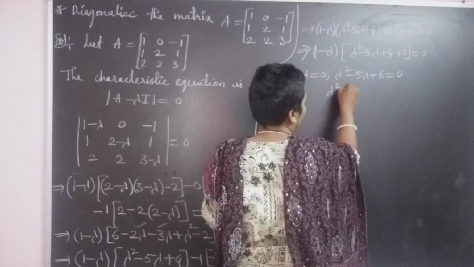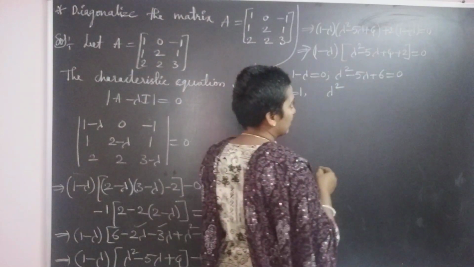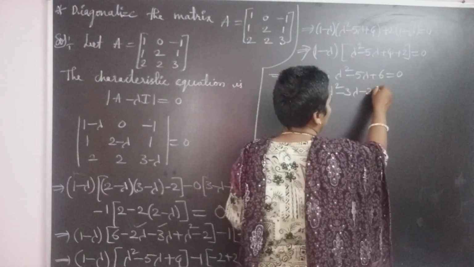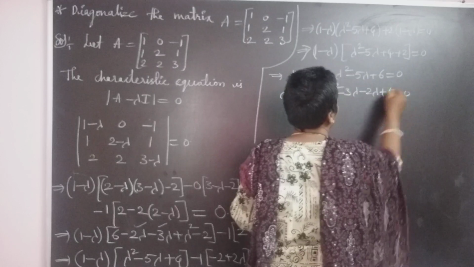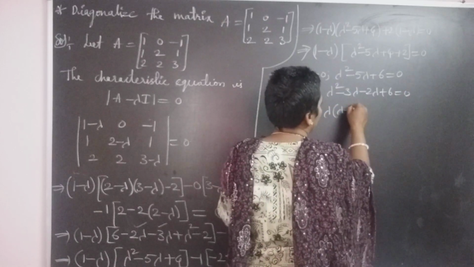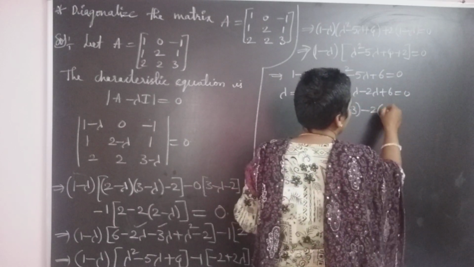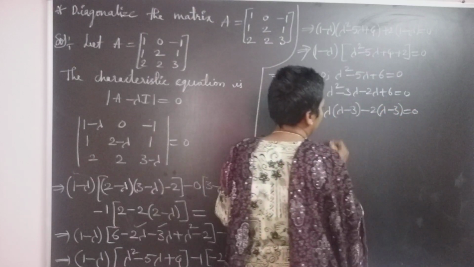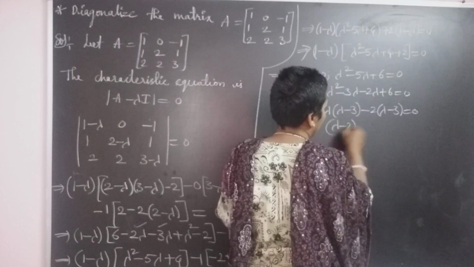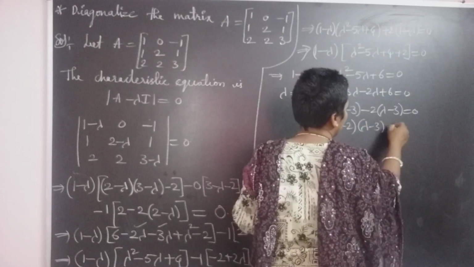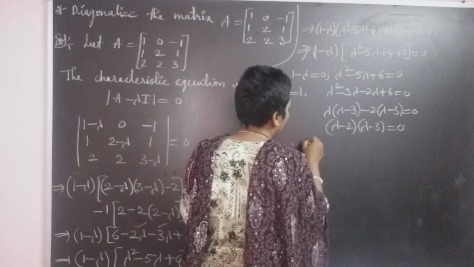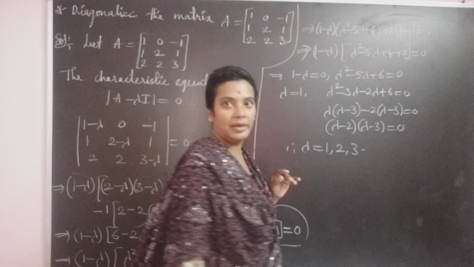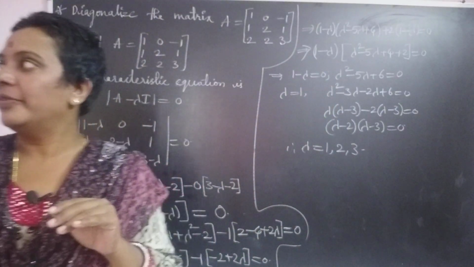It can be split into factors. The factors of 6 are 3 and 2, and 3 plus 2 is 5. Lambda square minus 3 lambda minus 2 lambda plus 6 equal to 0. Taking lambda common, lambda minus 3; taking minus 2 common, lambda minus 3 equal to 0. The factors are lambda minus 2 into lambda minus 3 equal to 0. Therefore, the lambda values are 1, 2, 3. These are the lambda values.